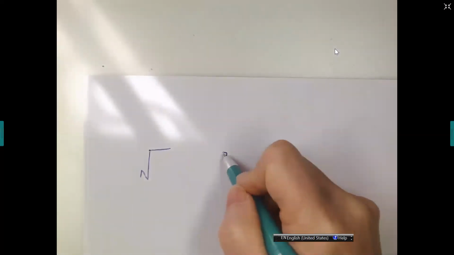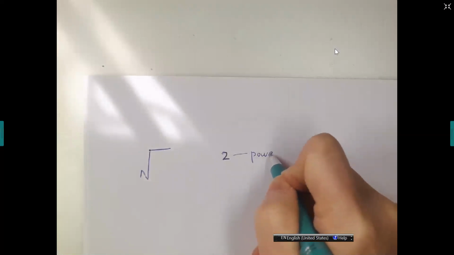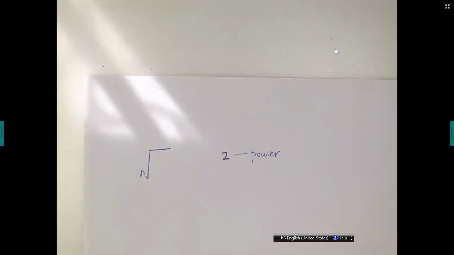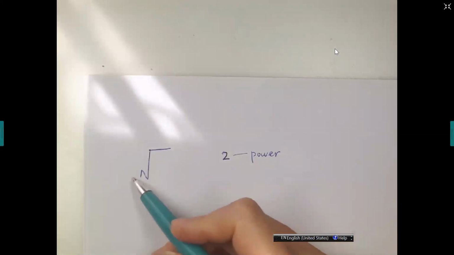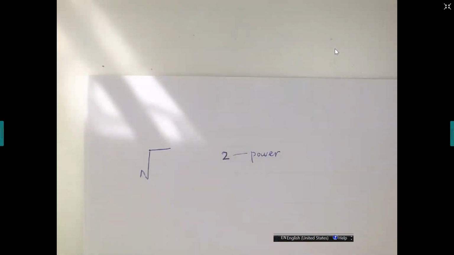So here I write a very small 2. This is a power of 2 or exponent of 2. So taking the square root and raising a perfect square, those two are opposite operations.